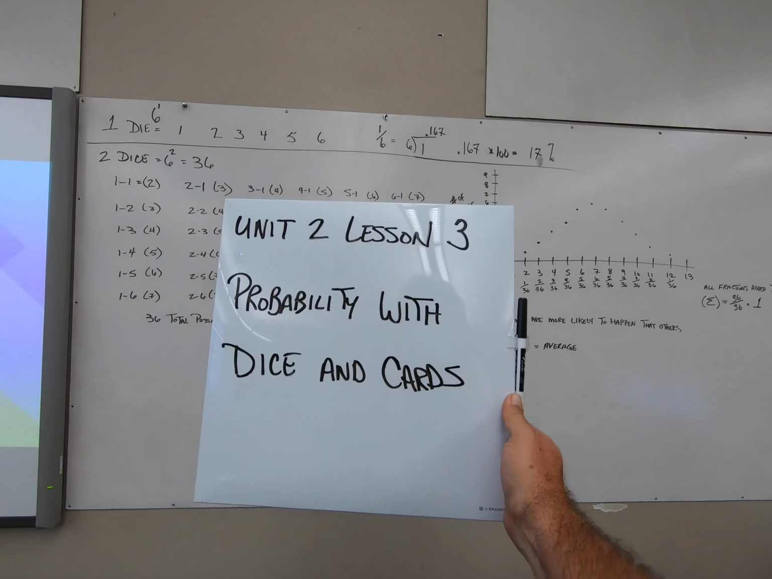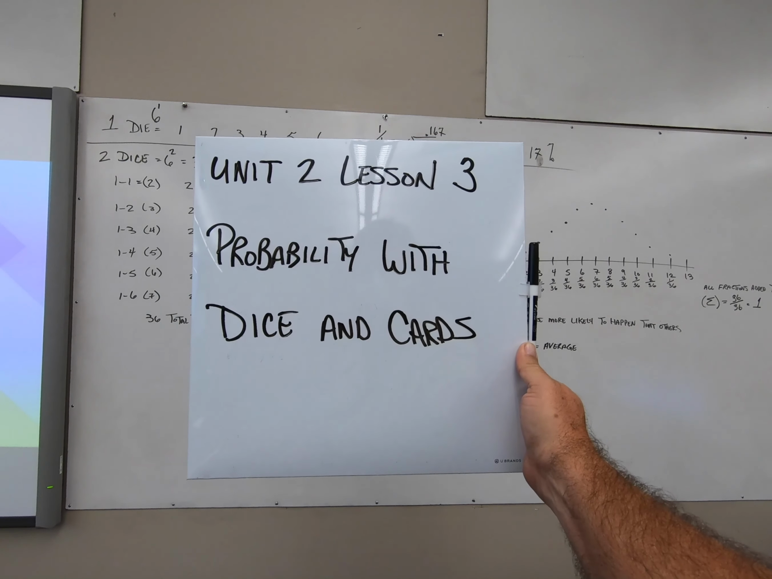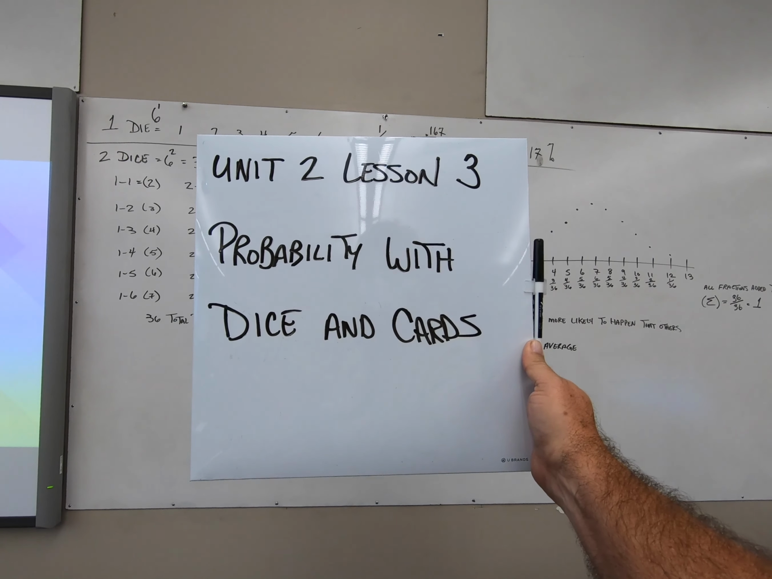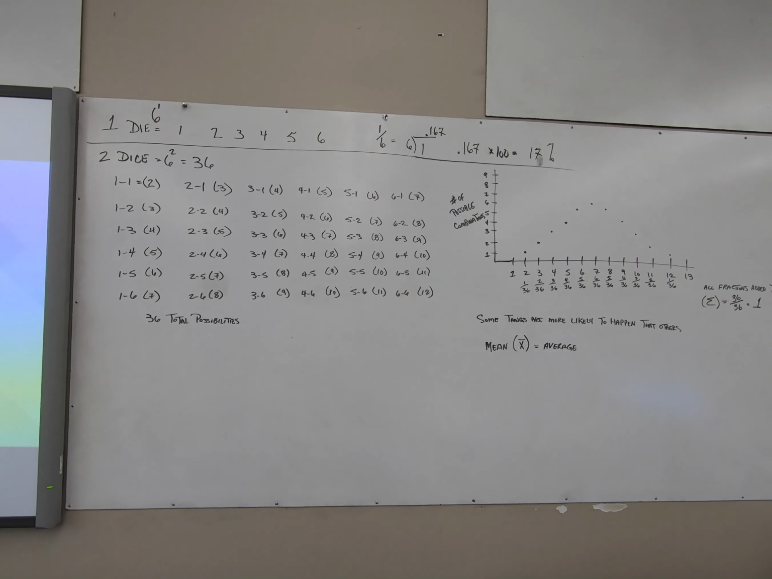All right, there's the lesson. This is Unit 2, Lesson 3, Probability with Dice and Cards. We are going to use the PowerPoint that is on Canvas. And if you will, please hit the next slide there, ma'am.